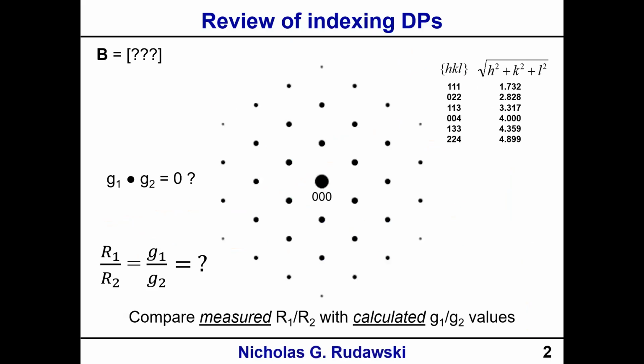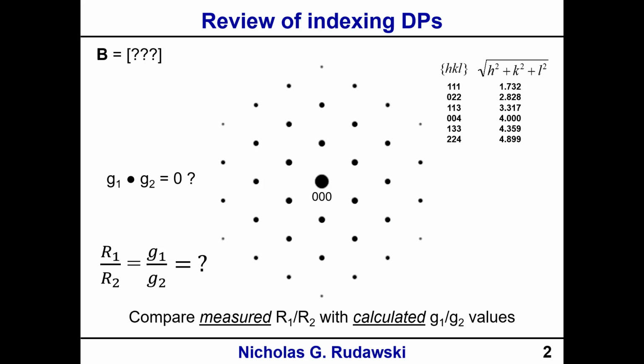Okay, there we go. All right, so just a brief review about indexing DPs. So this is a simulated DP from a diamond cubic crystal. You can probably take a look at the symmetry here and guess what the zone axis is. In the upper right here, these are the allowed HKL reflections and the relative G vector lengths. This is obviously just a partial table, but this is the shortest G vector and then increasing as you go down.